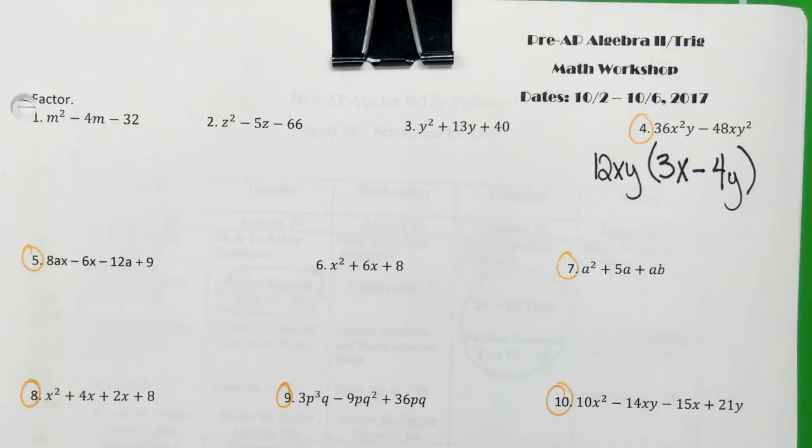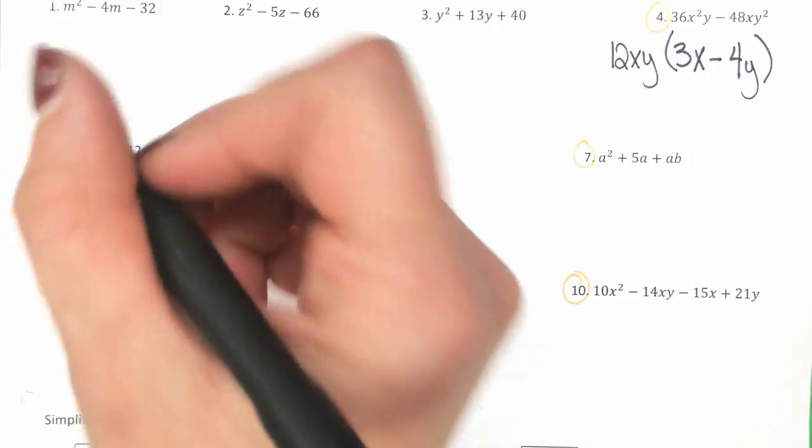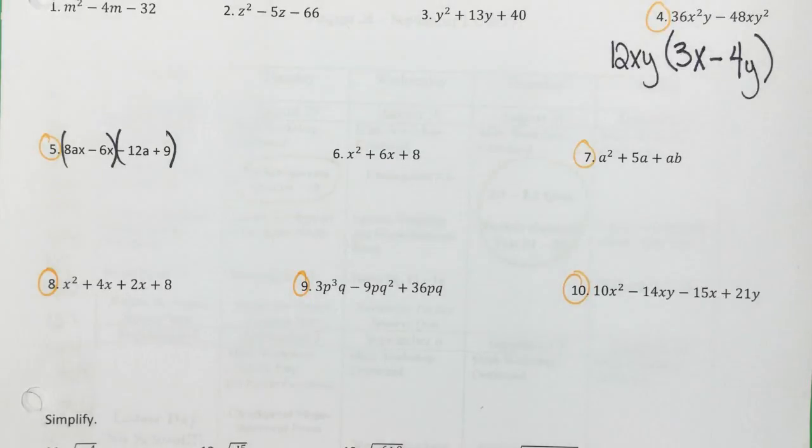Alright, but number 5 is different, guys. How many terms does number 5 have? It has 4 terms. You got to group. There you go. Alright, see what you can do on number 5, okay? See what you can do on number 5.